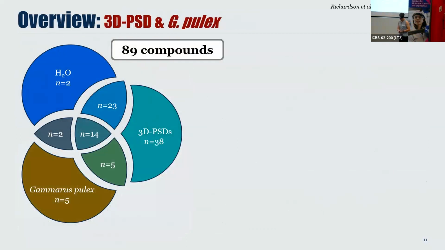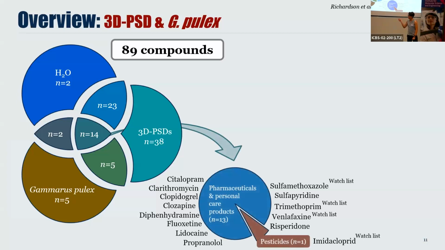Just some overview of the results. In total, there were 89 unique compounds found across all those phases, with 14 of them common to all the phases. And these are groupings here. The majority of them are pharmaceuticals and personal care products. Some of them are on the European Water Framework Directive watch list. And one of the better known is the pesticide imidacloprid, which is a neonicotinoid that was banned from agricultural use in the UK about 10 years ago.